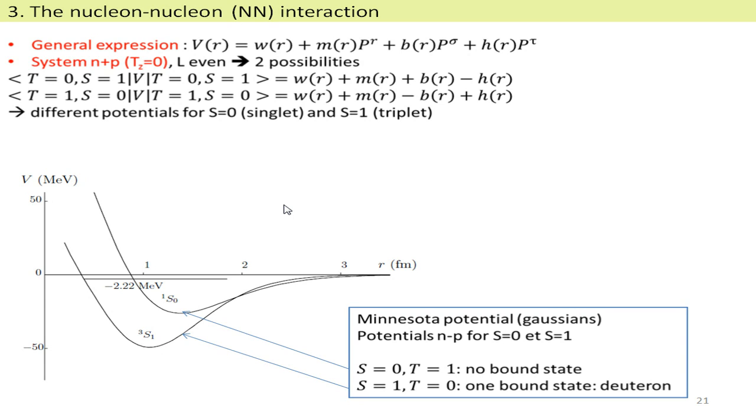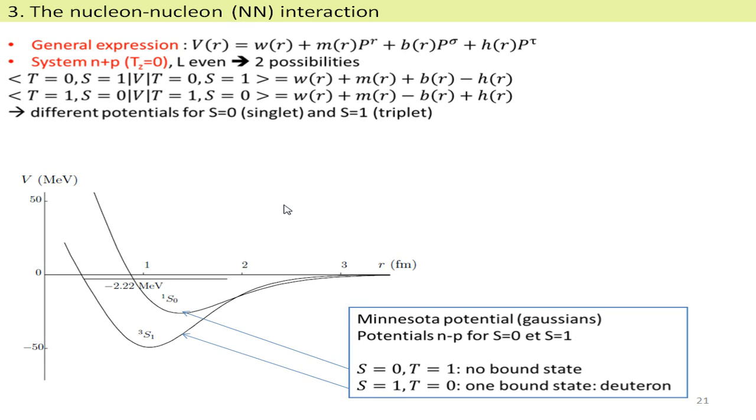So you have here S equal 0. This is S equal 1, T equal 0, which is deeper because there is one bound state, which is the deuteron. Okay? And the other component is the singlet component, S equal 0, T equal 1. And here there are no bound states, and this is more repulsive. So you see the range of this nucleon-nucleon interaction is about 3 Fermis. It's almost vanished after 3 Fermi.